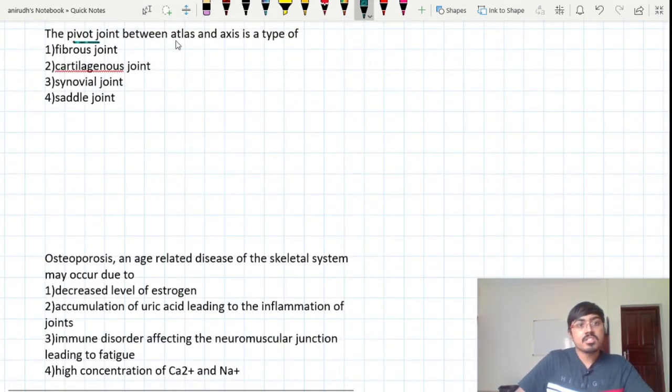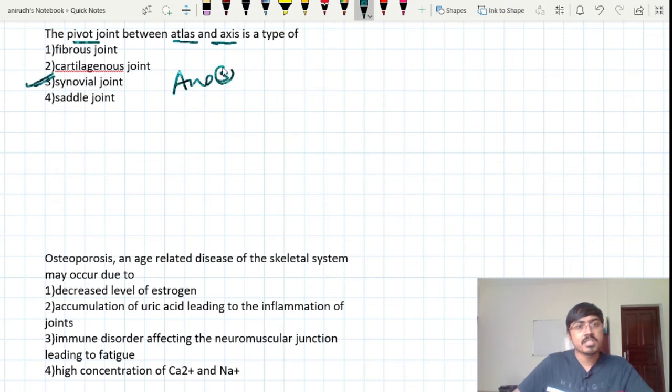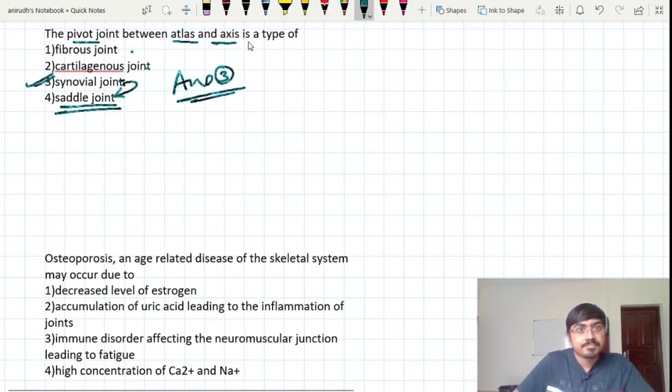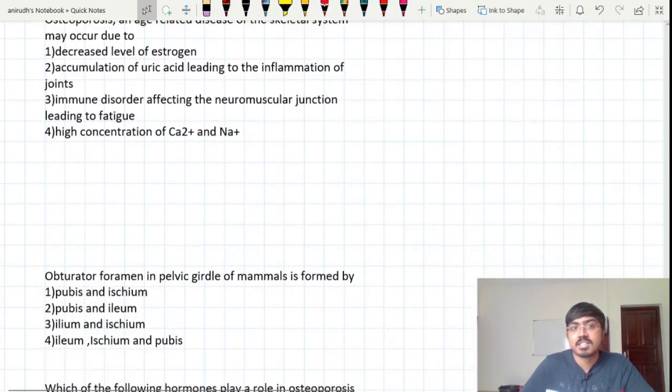See, the pivot joint between atlas and axis is a type of synovial joint, obviously. Fibrous joint, cartilaginous and synovial, three types of joint. Saddle joint is a type of synovial joint. Okay, that's it. We have been discussing this again and again in this particular session, isn't it?